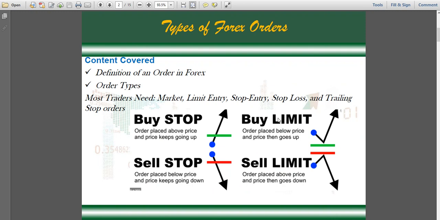I know some of you have asked before, how do you use a stop entry? I don't know, I've heard about it. How do you use a trailing stop loss? I don't know about it. I've read about it, but I don't know how to do it. I will be able to demonstrate that right in this video, so stick around.